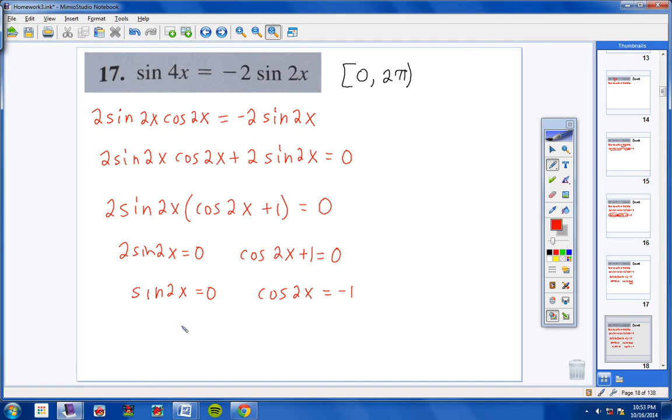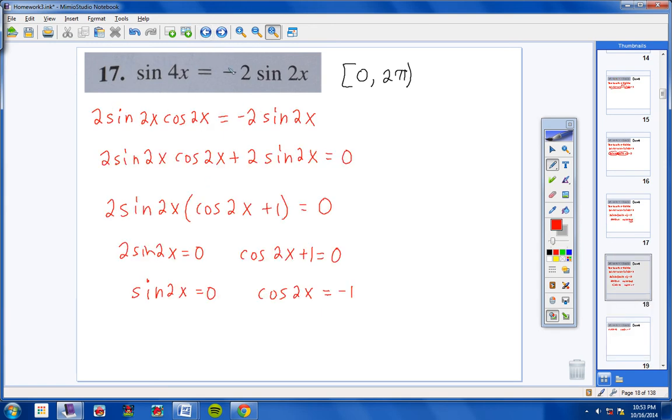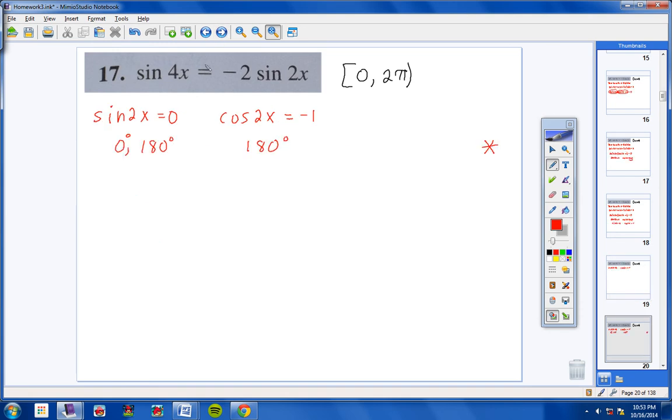And now I'm left with this here. Okay, so what angle, when I take sine of it, do I get 0? Those angles would be 0 and 180. Now what angle, when I take the cosine of it, gives me negative 1? Well, 180. So what I did here, students, I'm trying to solve for x.